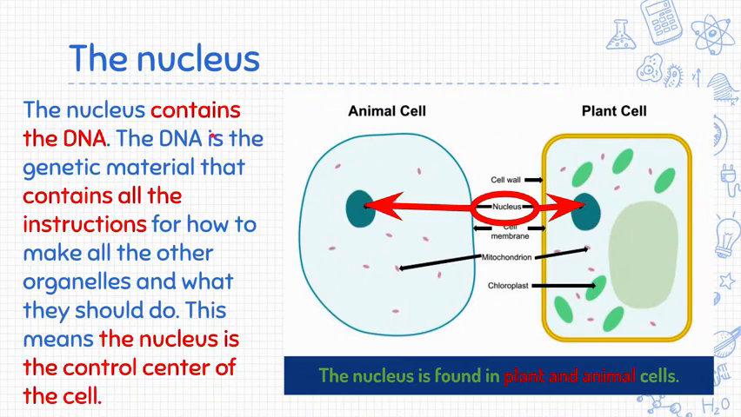The nucleus contains the DNA. The DNA is the genetic material that contains all the instructions for how to make all the other organelles and what they should do. This means the nucleus is the control center of the cell. The nucleus is the boss. It tells the cell what to do. If we look right here, the nucleus is found in both animal and plant cells.